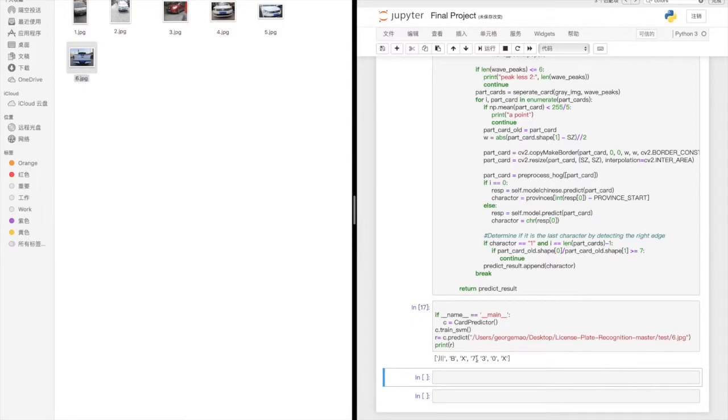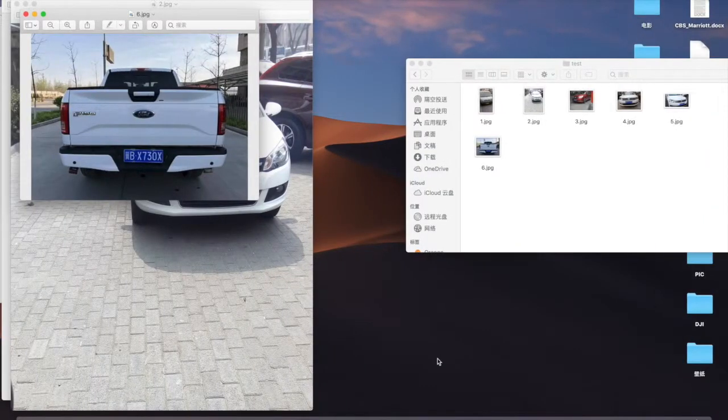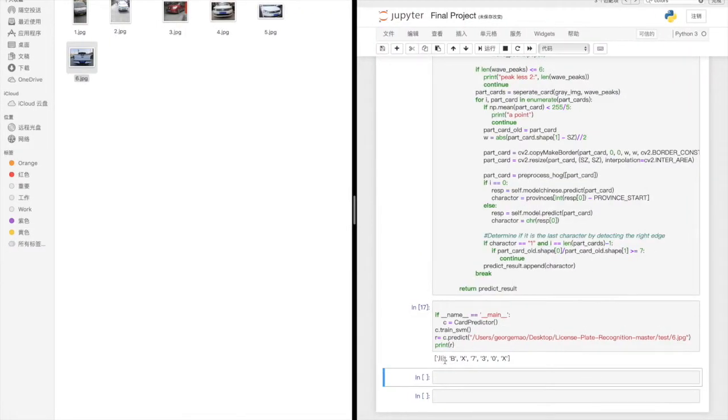The English characters and the numbers are correct, but for the Chinese character, you can find that there's also a mistake here. So we can find that our project could successfully recognize the English characters and the numbers, but since we do not have enough training data of the Chinese characters, there may be some mistakes when recognizing the Chinese character in the license plate.